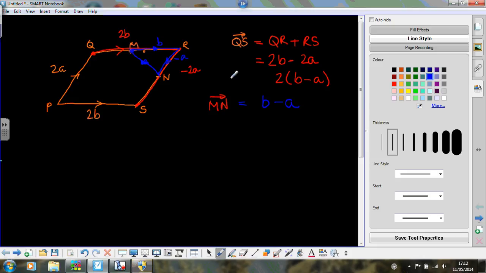Now, in the exam, you can draw this on and write those things on, or you could actually state that MN is equal to a half QR plus a half RS, and that would then allow you to write b minus a. But you need to show some sort of working together. You can't just suddenly pull it out of the hat. That's also 1 mark.